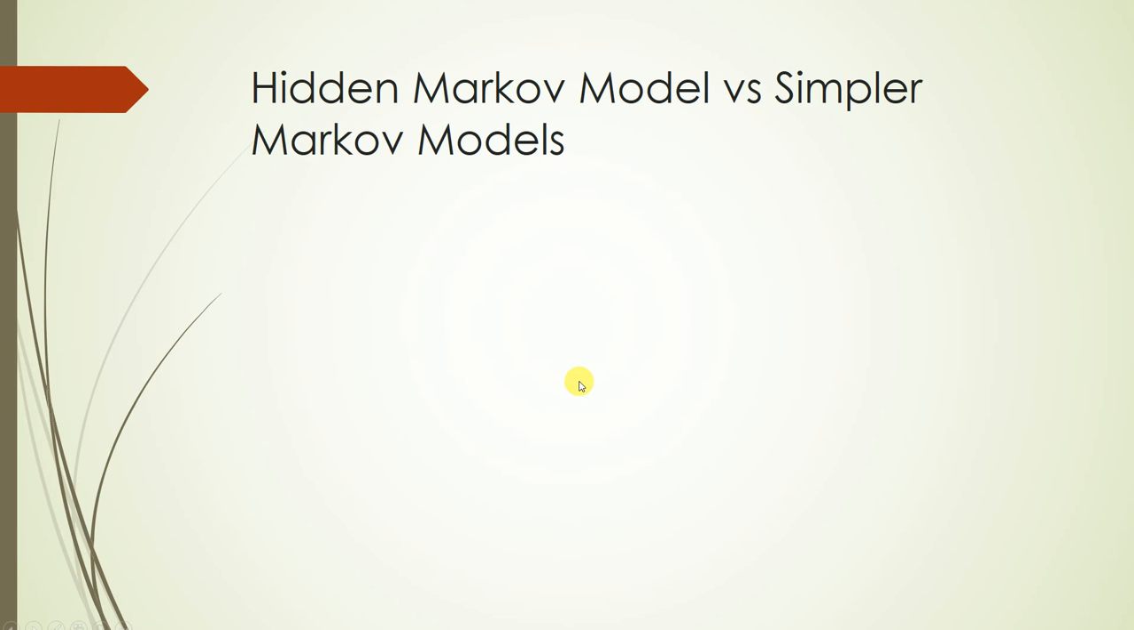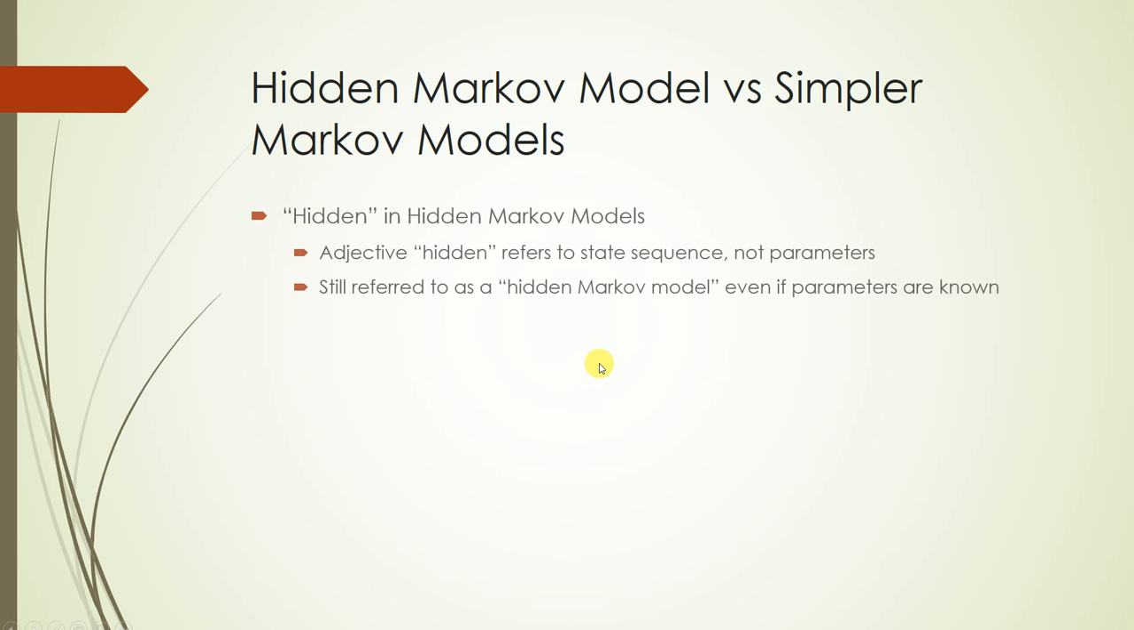Now let's talk more about the hidden Markov model and how it is different from the simpler Markov models. A hidden Markov model is a statistical Markov model in which the system being modeled is assumed to be a Markov process with unobserved, or you can say hidden, states. The hidden Markov model can be represented as the simplest dynamic Bayesian network.